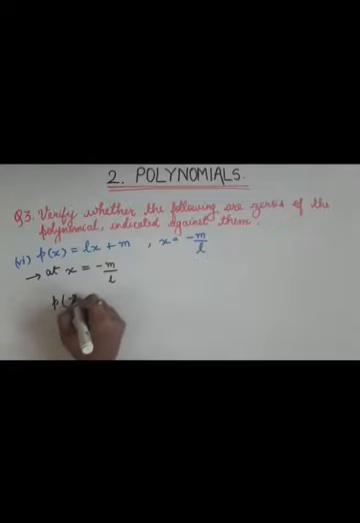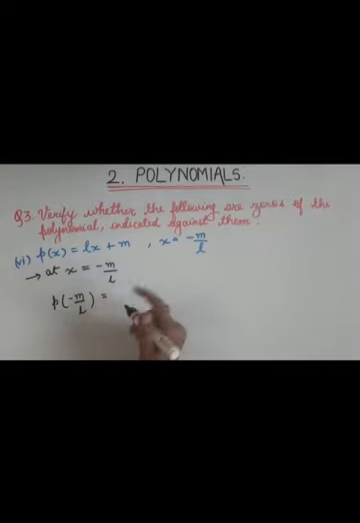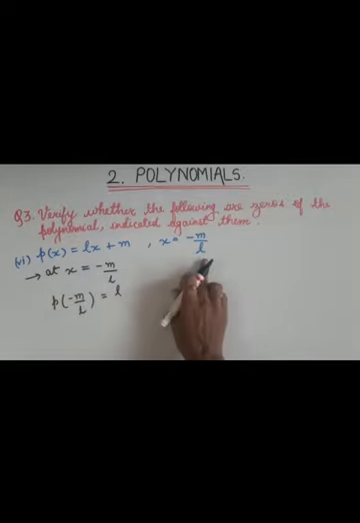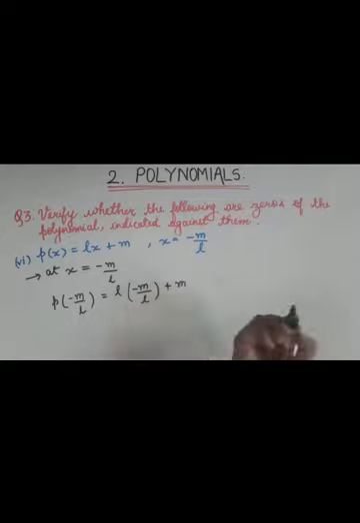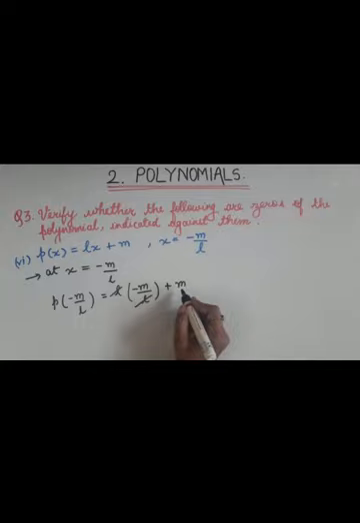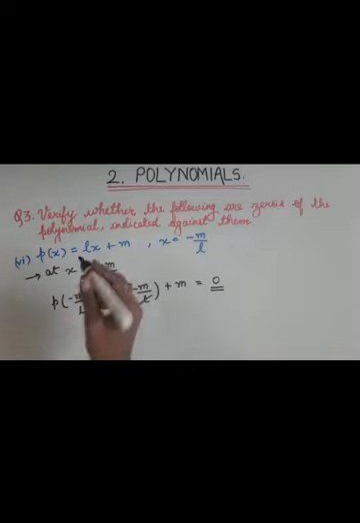P of minus m upon L is equal to L, where L is constant. We are replacing x with this, no? So that L will be as it is. Put the value of x as minus m by L, plus m. M is a constant, keep it as it is. This L gets cancelled. What remains? Minus m plus m. Plus m minus m cancel. It will be 0. So yes, x is equal to minus m upon L is a 0 for that polynomial.